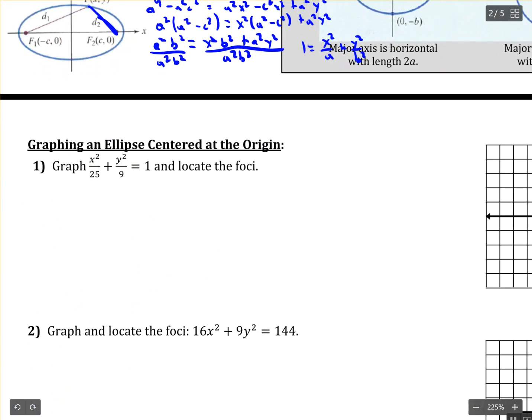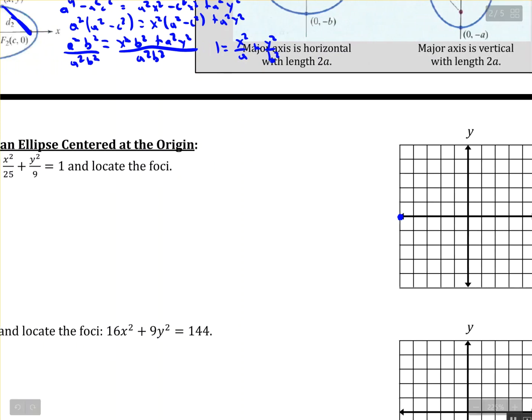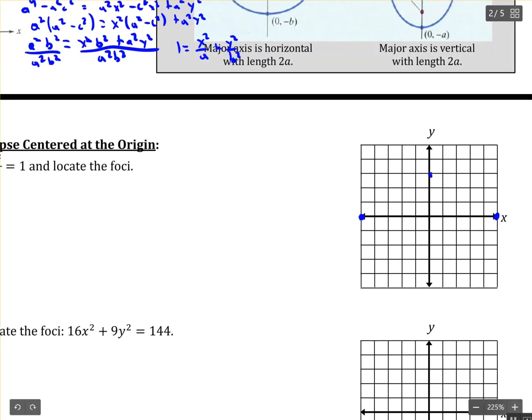So looking at this, graph x squared over 25 plus y squared over 9 equals 1, and locate the foci. If I'm going to graph that, the number under the x is 25, square root of 25 is 5. So I'm going to go right and left 5: 1, 2, 3, 4, 5. And then the number under the y is 9, square root of 9 is 3, so I'm going to go up and down 3.